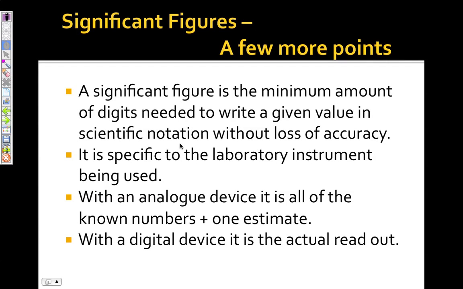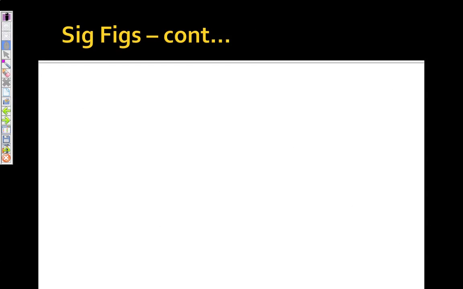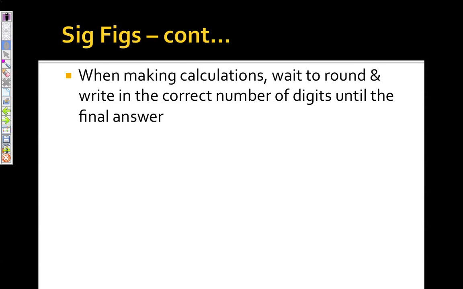If we use a digital device, we just read whatever the device says. So if we're using an electronic balance, and it says it's 12.24 grams, we just write out 12.24. We don't want to make an estimate because there's nothing to estimate. When we make calculations, we want to wait to round and write the correct number of digits until the final answer. So if we're going through a bunch of addition or subtraction, if we're looking for some calculated values, we want to wait until the very end and follow our Sig Fig rules. And this is to avoid accumulated round-off errors.